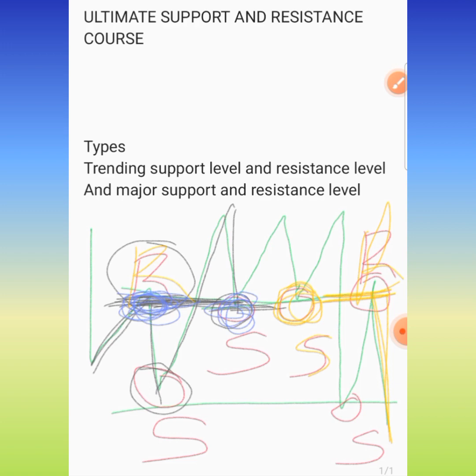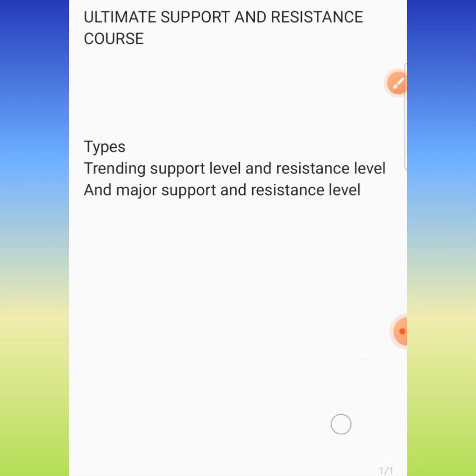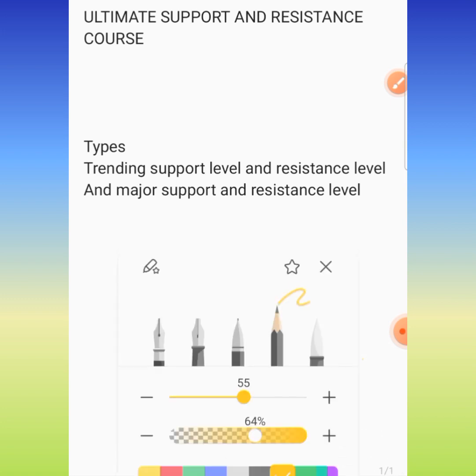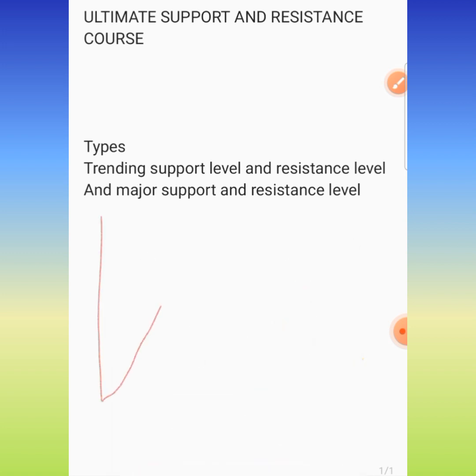Now, the second type of support and resistance levels is the major levels. We talked about the major support levels and the resistance levels. So what do I mean by major support levels and resistance levels? Let me draw the setup again. So the market is moving like this.